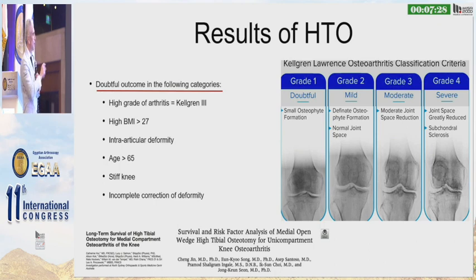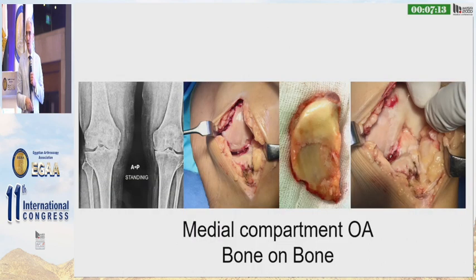Stiff knees, old patients, and incomplete correction of deformity. These are the risk factors for early failure of osteotomy that have been listed in the literature, and that's why high tibial osteotomy might not be suitable for this group of patients. What we are talking about really are patients with bone-on-bone on the medial compartment. This is the area of debate. That is what we are debating.